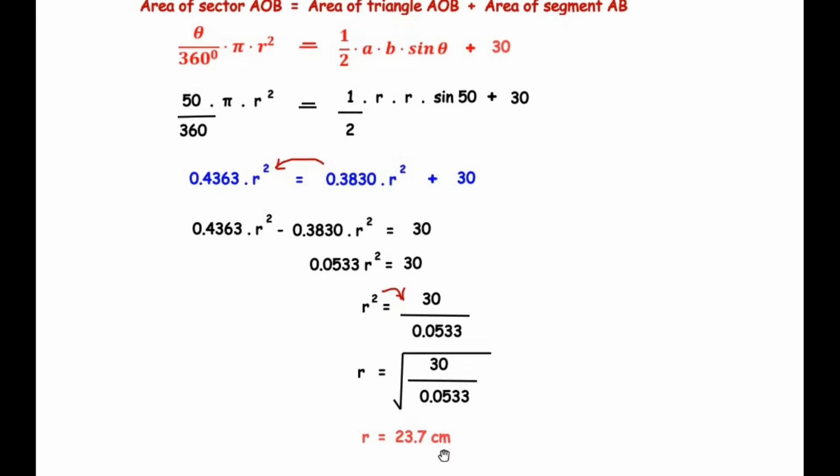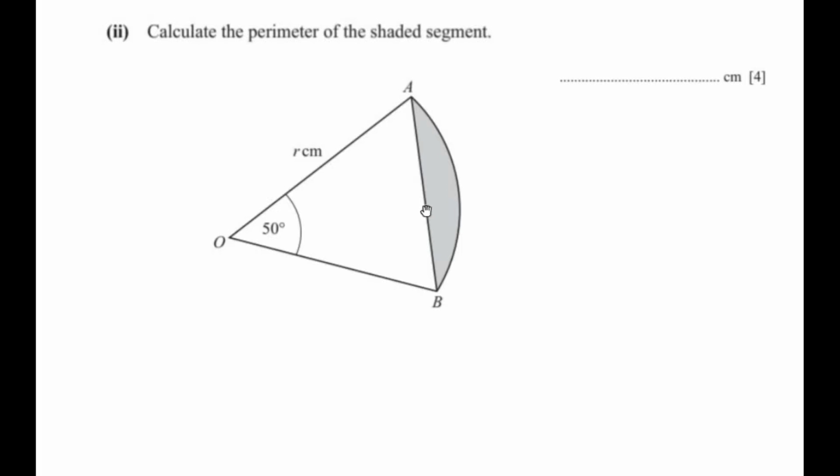Calculate the perimeter of the shaded segment. Now here we have to calculate the perimeter, which means we need to find out the outline of the shaded segment. And the outline of the shaded segment is made up of the arc length AB and the side AB from the triangle AOB. So let us write here.